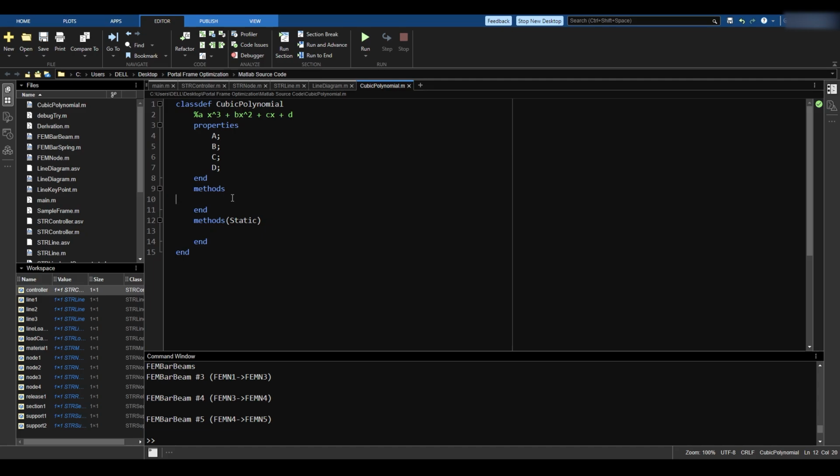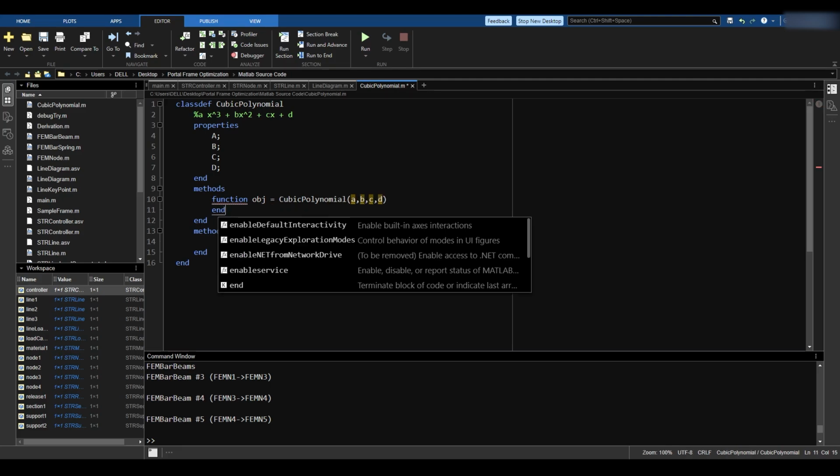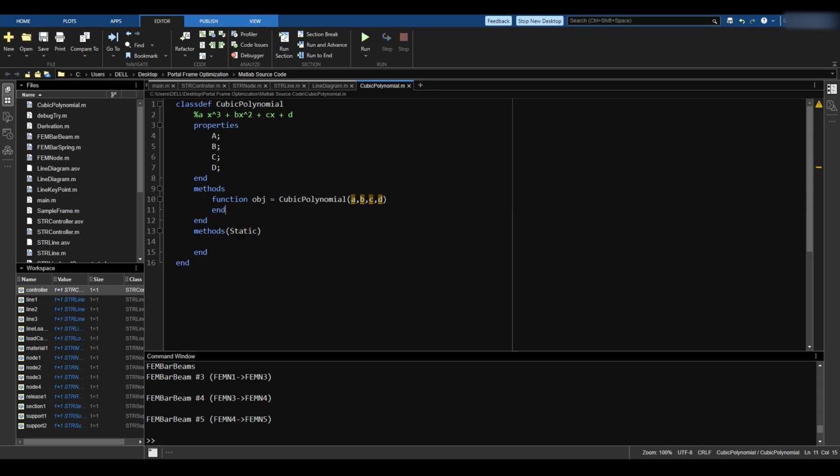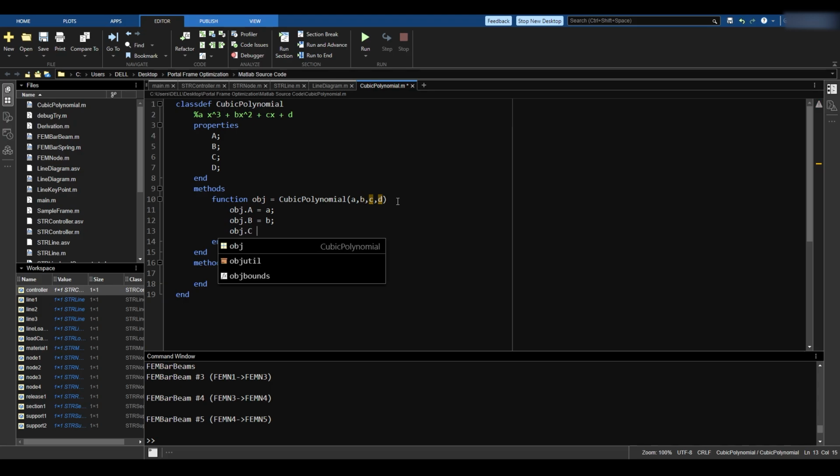So let's see. Now, first of all, for the normal methods here, an object must be able to initialize itself, so it needs a constructor. Here, I'm going to basically call function object equals cubic polynomial of A, B, C, and D, because we must pass in the A, B, C, and D of the cubic polynomial. Fantastic. Now here in the constructor, that's very simple. I will go for object.A equals A, object.B equals B, object.C equals C, and object.D equals D.